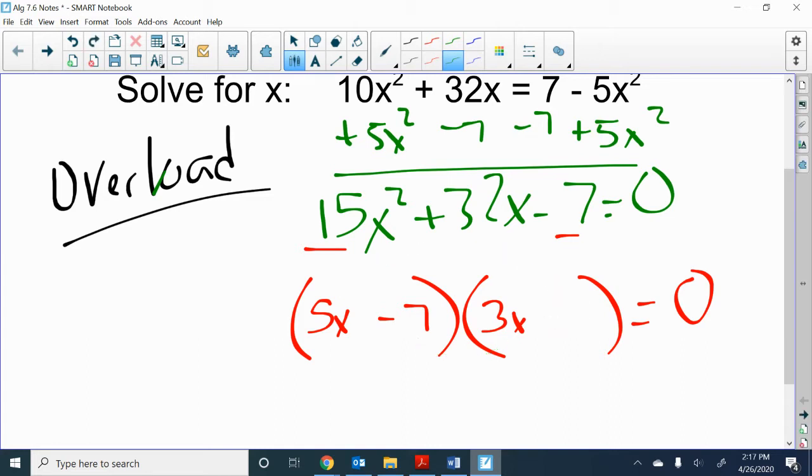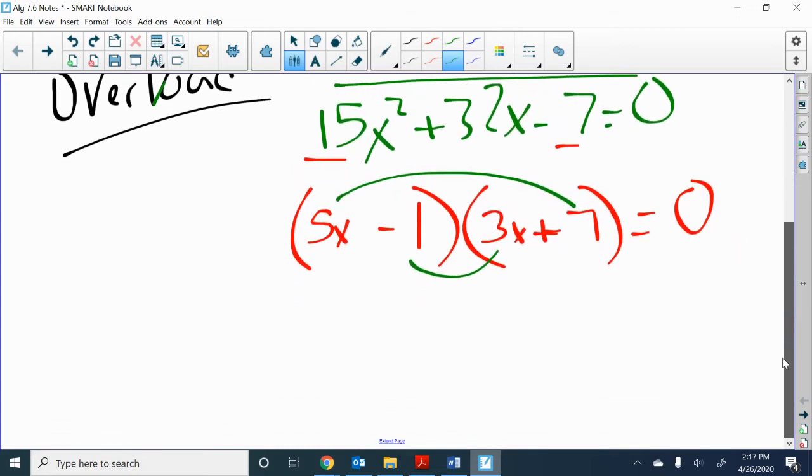Okay, so let's try, instead of a minus 7 and a plus 1, a minus 1 and a plus 7. Let's see if this works. And again, we'll check my outer. Plus 35, that's looking good. Minus 3x, yay, that's it. That's perfect. That's plus 32x.